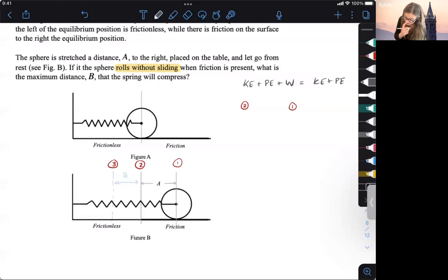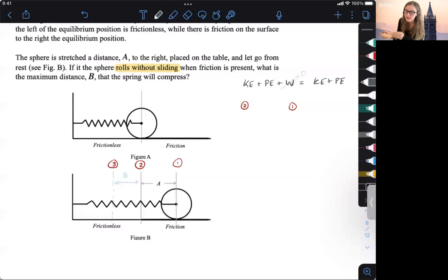Okay, if the object is rolling without sliding, we don't actually have work due to friction. That energy is just being converted into rotational kinetic energy. So we actually don't have a work term here, which I know is a little bit weird when we're dealing with friction. We're used to having this work term, but we don't have any sliding. If there was some sliding, then it would be different, but with static friction, when we have rolling without sliding, the static friction is acting on the object.